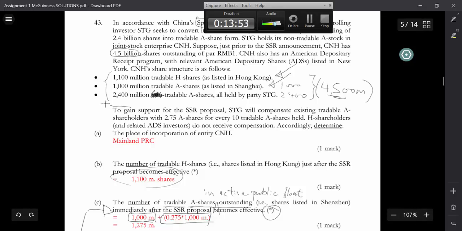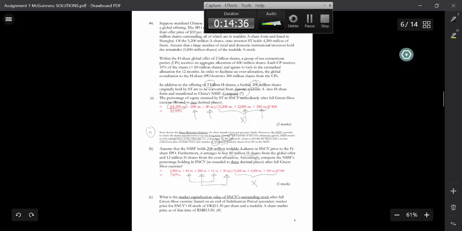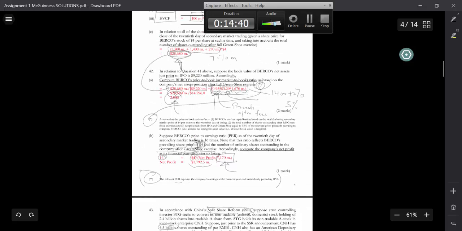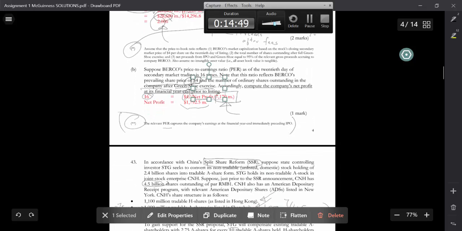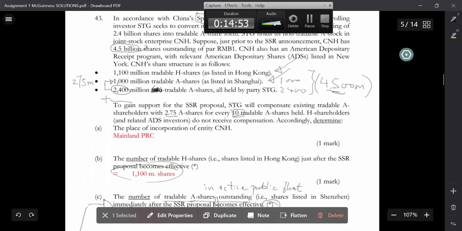To gain support for the proposal, STG will compensate existing tradable A shareholders with 2.75 shares for every tradable A. So that means some shares will be reallocated from here into here. Okay? That's all there is to it. In fact, I'll tell you right now how much is allocated. Precisely 275 million. Well, that part is easy, because for every 10, you get 2.75. So for a billion, you must be getting 275 million, okay?